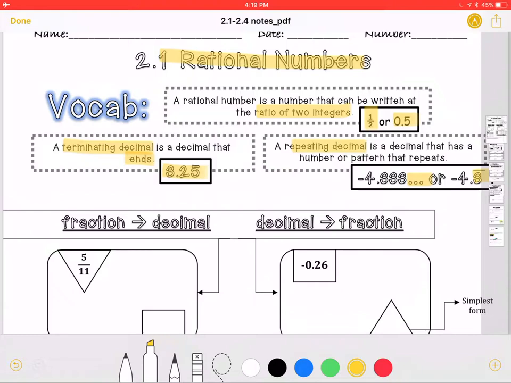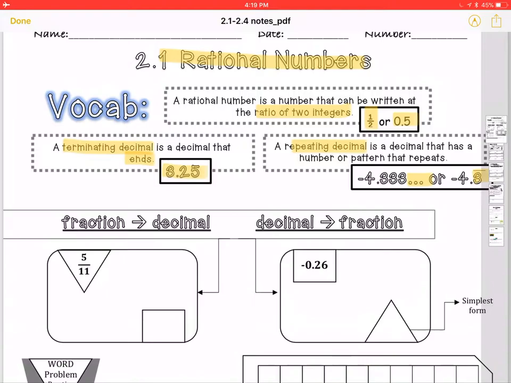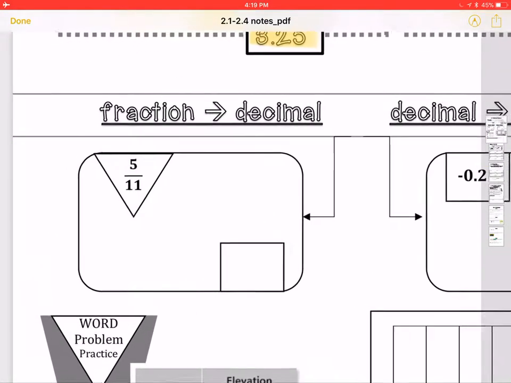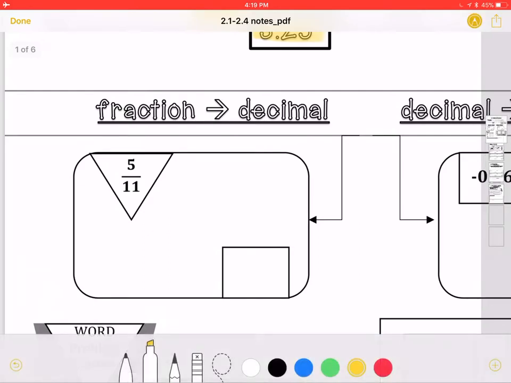All right, let's get into some conversions. If we are converting from a fraction to a decimal, let's focus on this box to the left here first. Make sure you're highlighting with me, writing everything down that I'm writing, and following along here. So let's look at this first example. We want to go from 5/11. I want to convert that to a decimal.